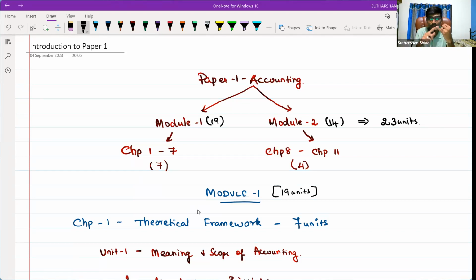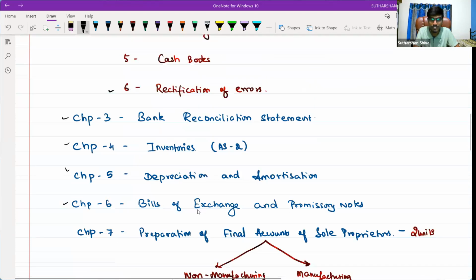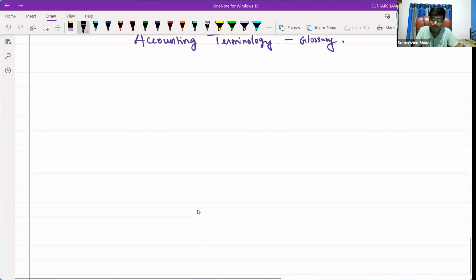The institute material, I will tell you which materials you are going to focus on. So these are the 23 units we are going to focus on. Then how are you going to approach?